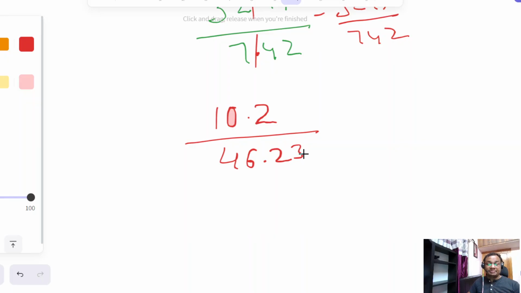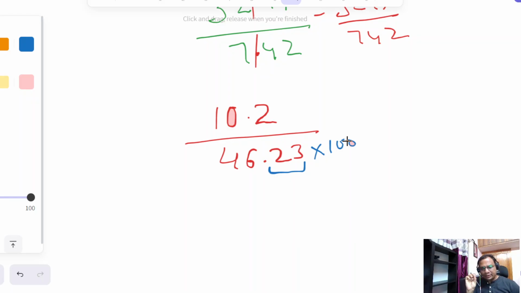To divide decimals, you have to make the denominator decimal free. So what does that mean, decimal free? You have to remove the decimal from the denominator. How can we do that? Just count the number of decimal places. How many decimal places do we have here? 2, multiplied by 100.